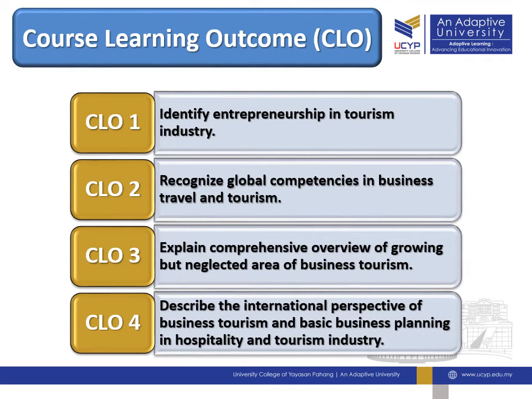CLO 1, identify the entrepreneurship in the tourism industry. Followed by CLO 2, recognize the global competencies in business, travel and tourism. And then CLO 3, explain the comprehensive overview of the growing but neglected area of business tourism. And lastly, CLO 4, describe the international perspective of business tourism and basic business planning in the hospitality and tourism industry.